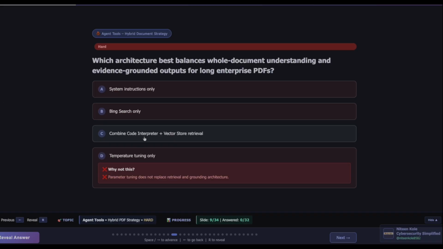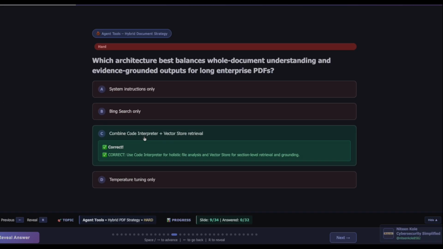So the correct answer is combine Code Interpreter plus vector store retrieval. Now if you see clue 1, whole document understanding, this points directly to Code Interpreter because it can analyze the entire PDF and understand the overall concept. Clue 2, evidence grounded outputs, this points directly to vector store because it can retrieve specific pages and supporting evidence.